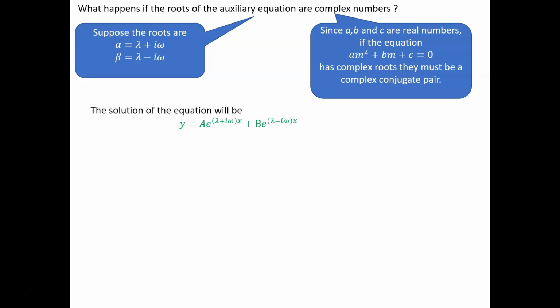Then, from what we've already done, that suggests that the solution of the equation ought to be of the form y equals A e to the (lambda plus i omega) times x plus B e to the (lambda minus i omega) times x.